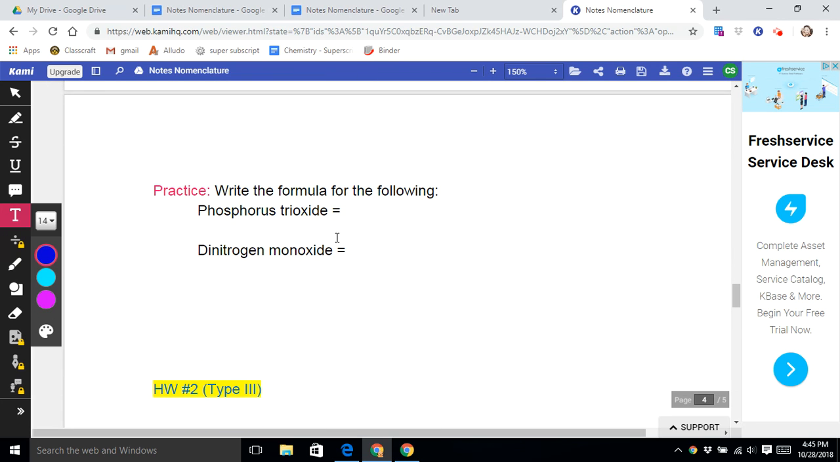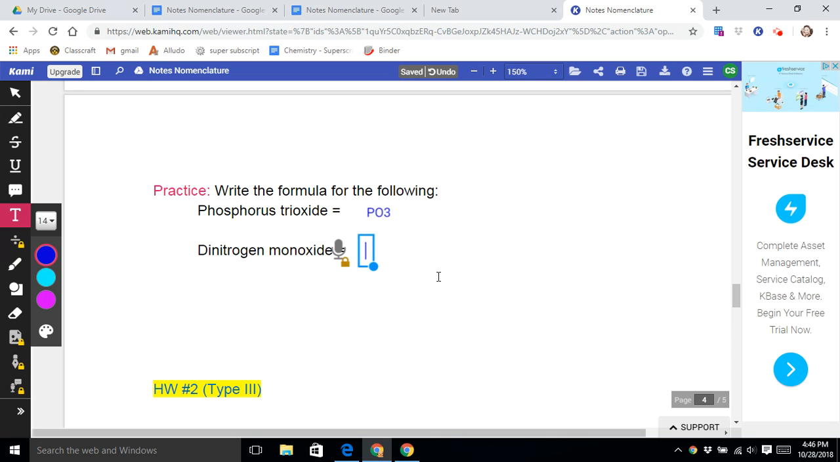Okay, writing the formula. Since we don't have to worry about the charges, we're just going to write out the little subscript number according to the prefix. So phosphorus tells me that there's only 1 phosphorus, so just P. And then trioxide tells me there are 3 oxygens, so O3. And again, make sure that this little 3 is written as a subscript, little number on the bottom.